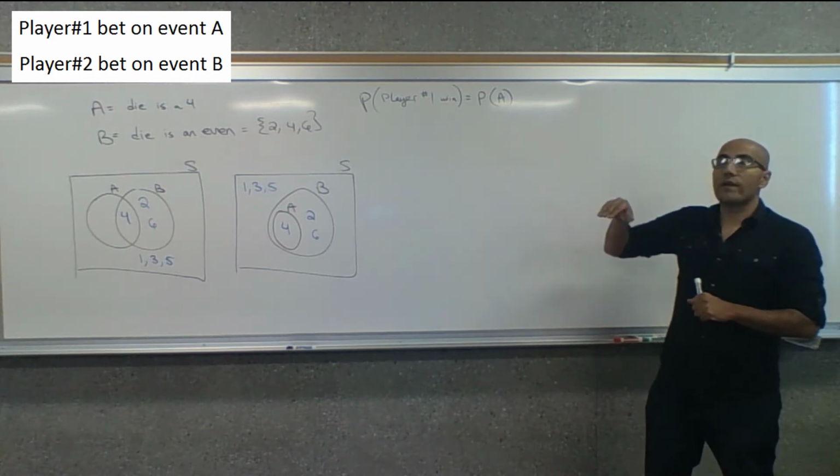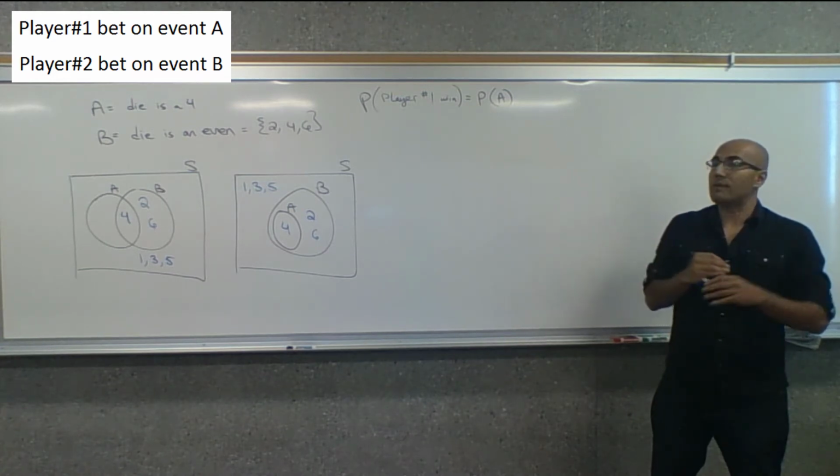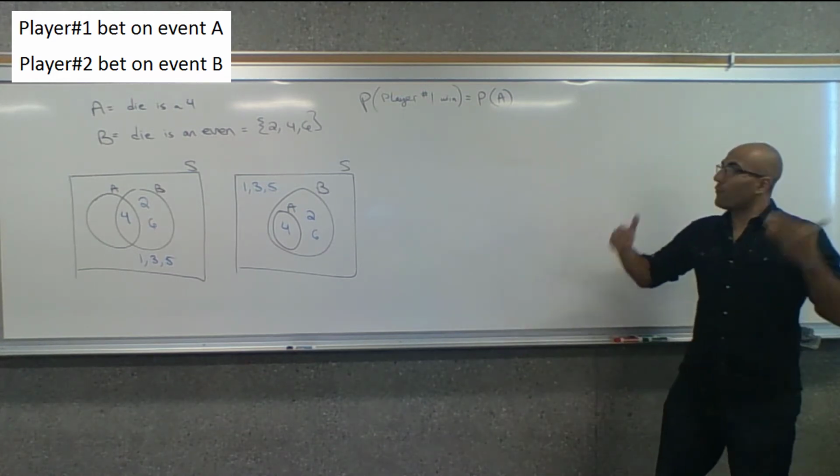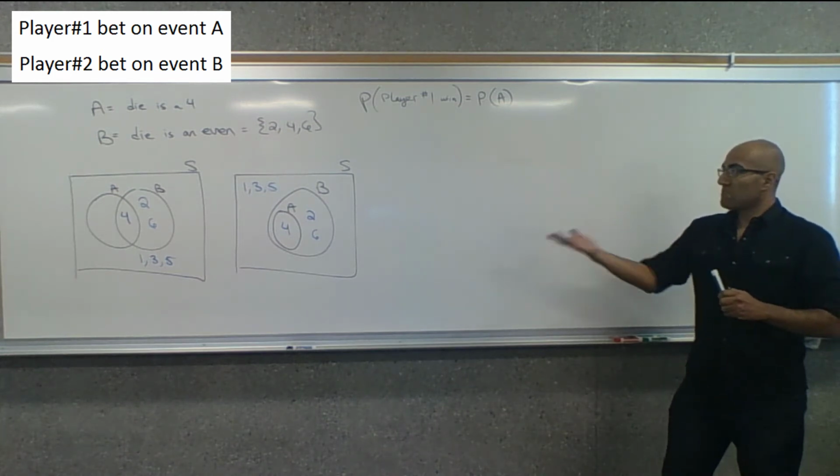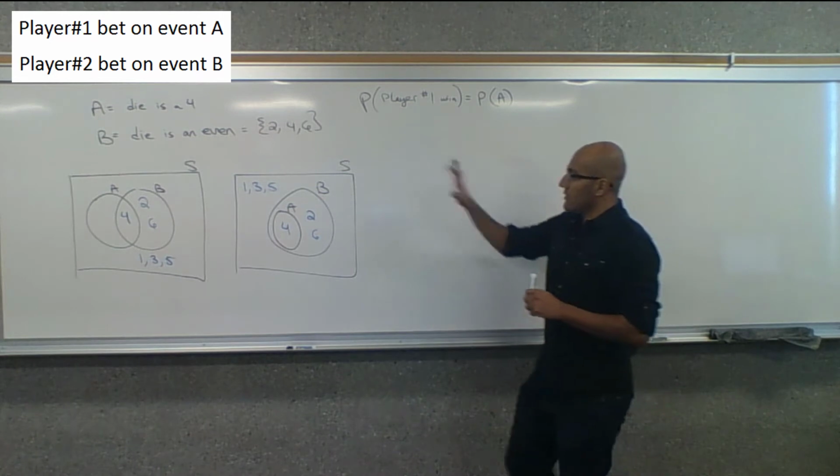So player 1 wins. That's the same thing as event A happened. We rolled the die, and it was a 4. Player 1 wins. What is the probability that that happens? Easy, right? We've been doing this a lot. We know what that is.